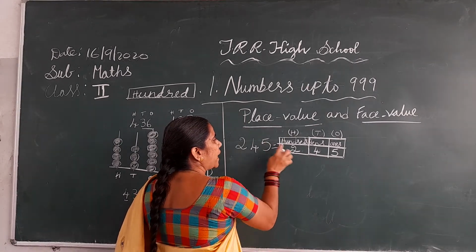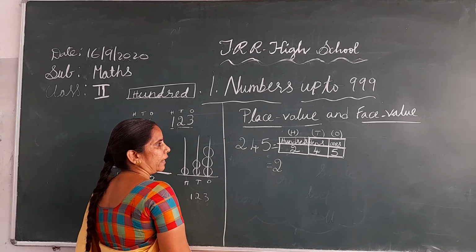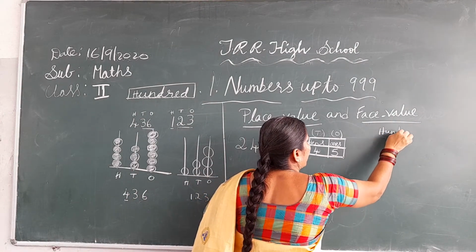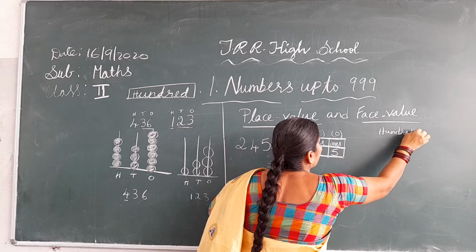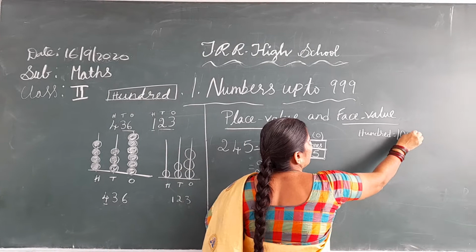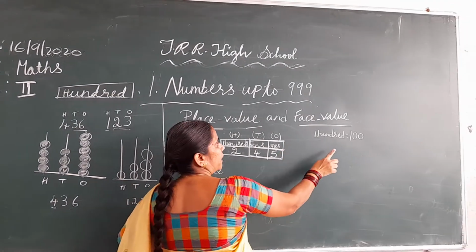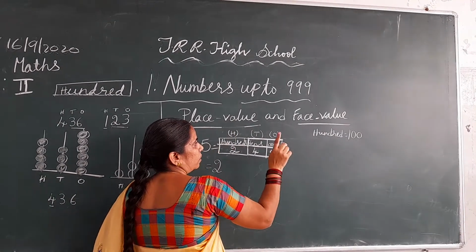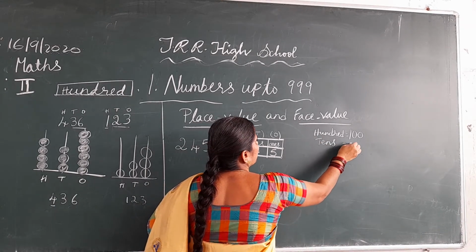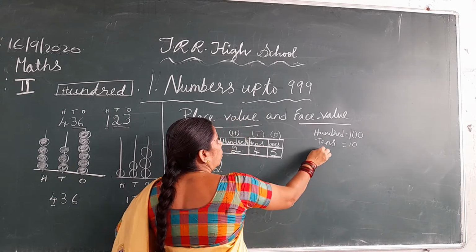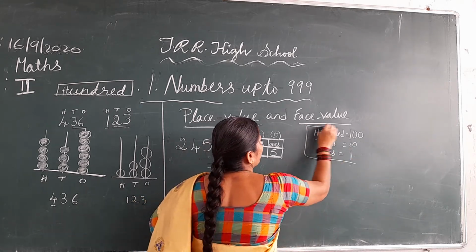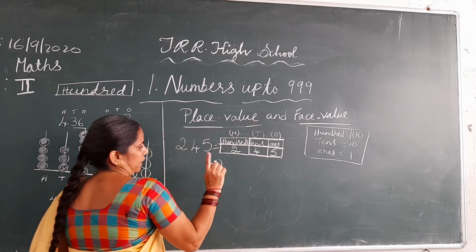So 100 means how many zeros will you get? H-U-N-D-R-E-D. 100. How will you write 100? 1, 0, 0. Remember it. 100 means 1, 0, 0. 10, tens means that is 1 and 0. Ones means only 1. Remember that.